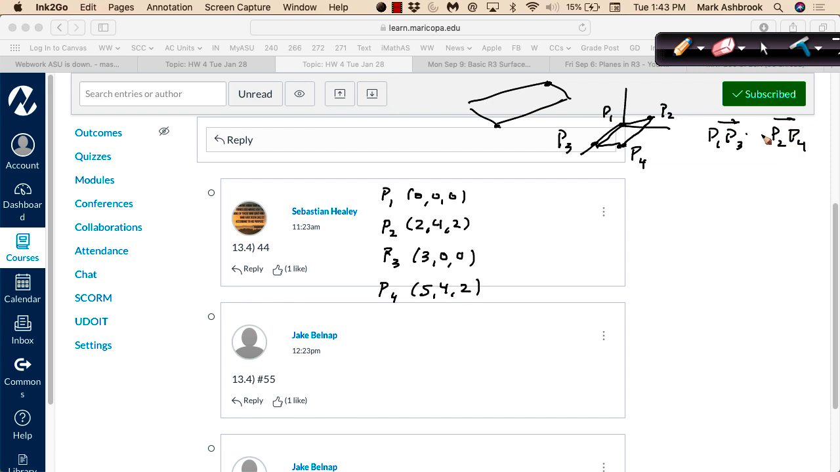So we're going to verify that. And what else are we going to verify? That P1, P2 is the same as P3, P4. So how would we verify those? How do you find a vector from one point to another? Final minus initial, right? So we're going to do final minus initial. So just quickly here, P1, P3 would be the vector 3, 0, 0, right? And P2, P4, 3, 0, 0. Okay, so both of these are 3, 0, 0. Check.